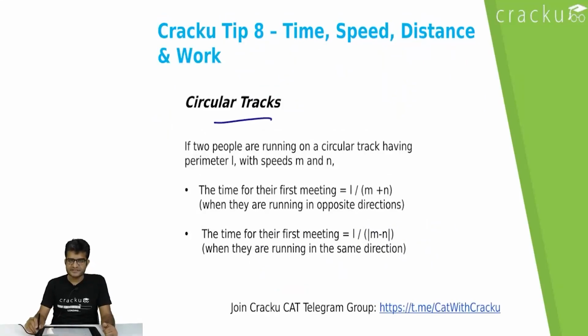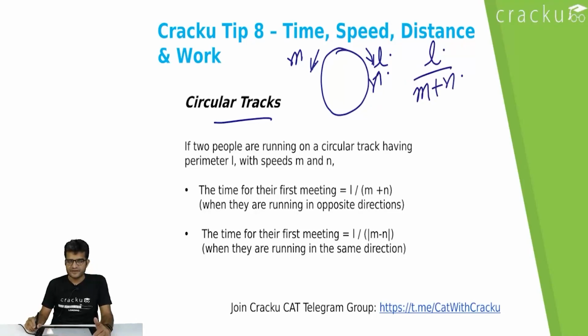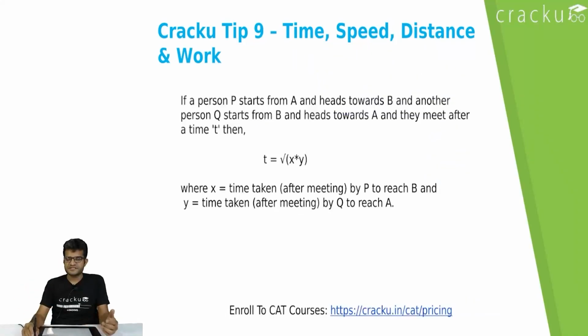In circular tracks, if the perimeter or the circumference of the circle is say L, and if they are running in opposite directions and if the speeds are m and n, then they meet for the first time after L divided by m plus n, and if they are moving in the same direction, then they meet after L divided by m minus n if m is greater than n, or n minus m.